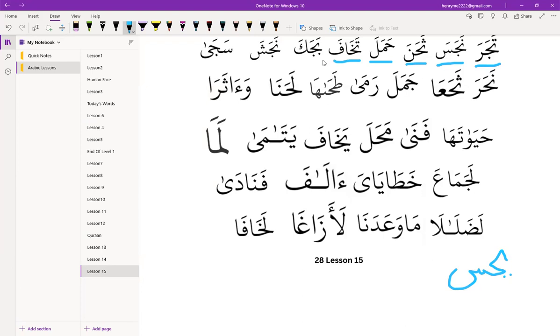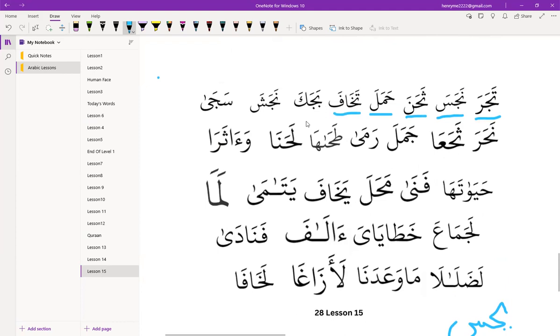Bajaka. I'll actually read these because we're running out of time. We'll read them really quick, and if you guys have a question, just let me know. This one, bajaka, the concept is the ba, you see it here, and then the ja, bajaka.